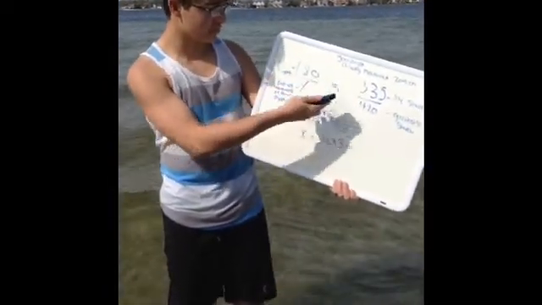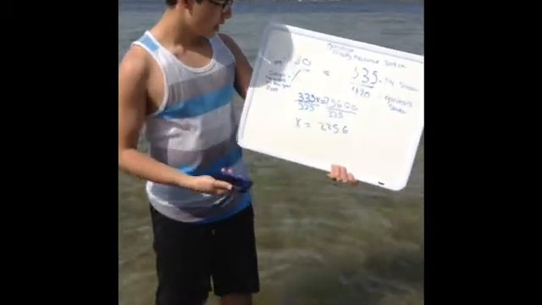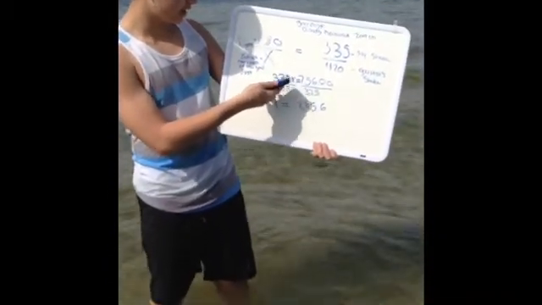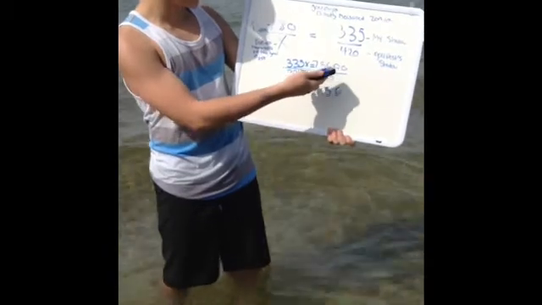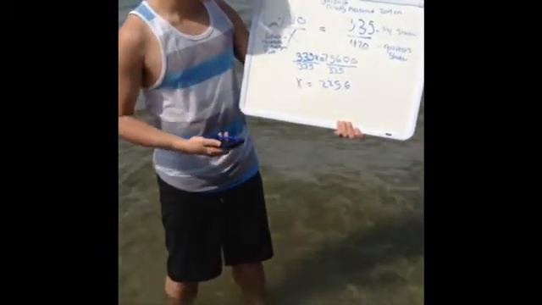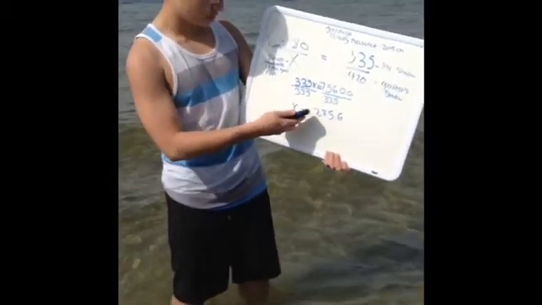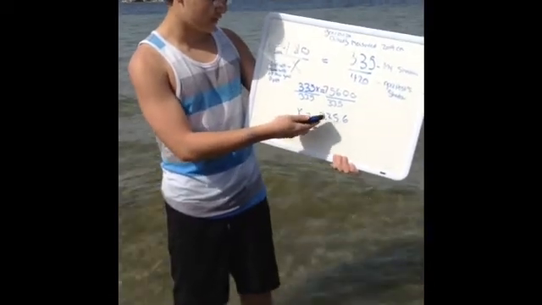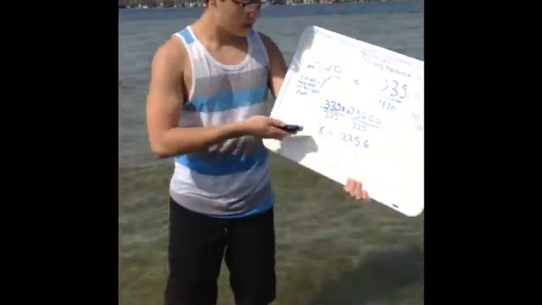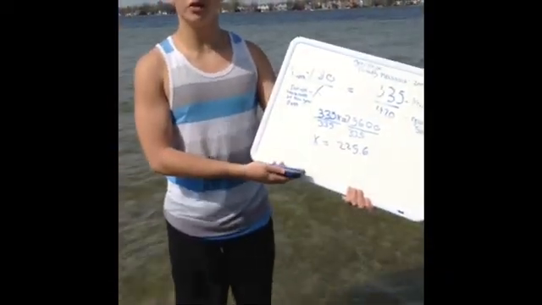335 times x and 140 times 420. 335x equals 75,600. You divide each side by 335, and x equals 225.6 centimeters. Now, this stands for the indirect measurement of the goalpost.